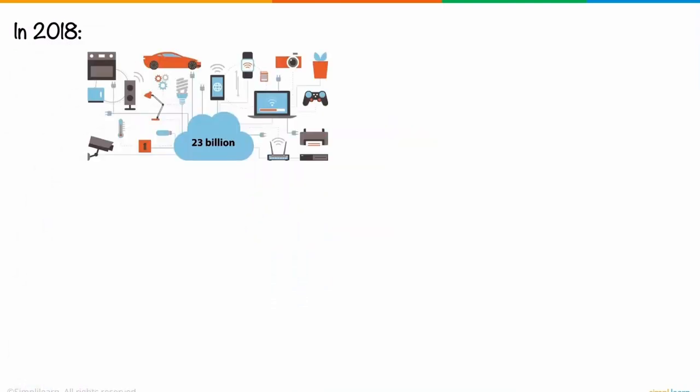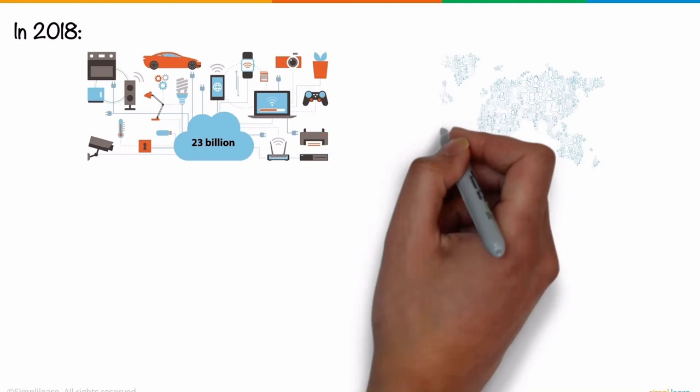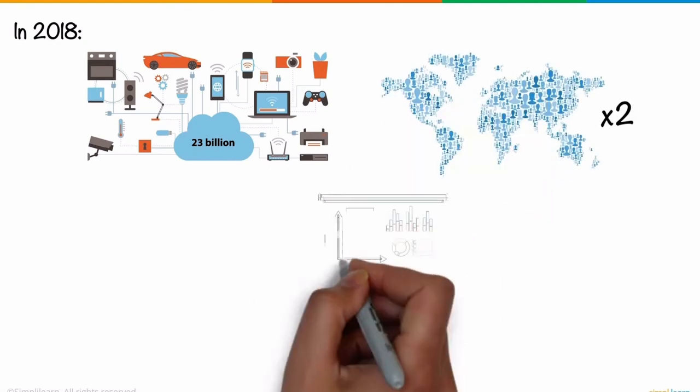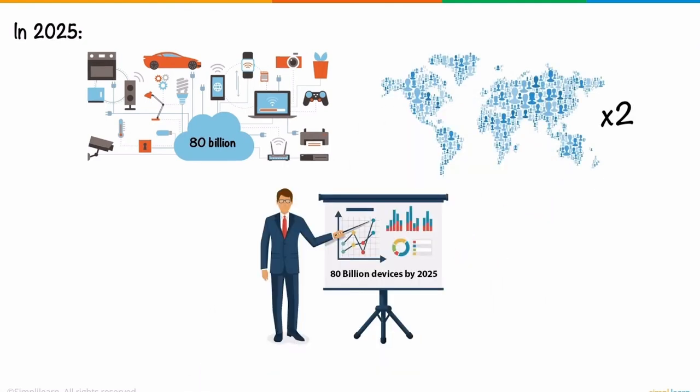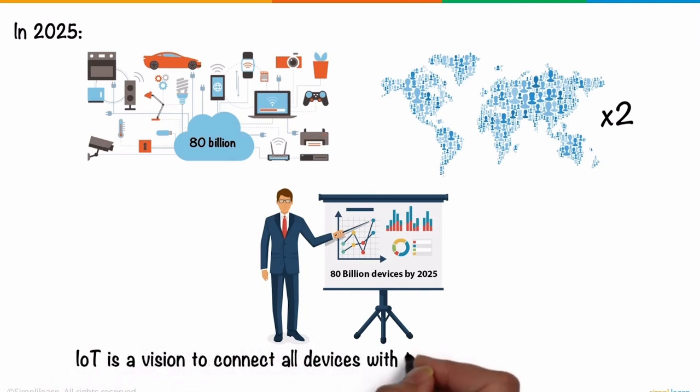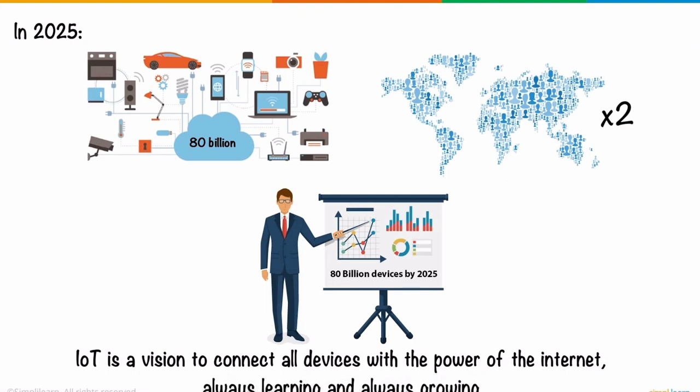In 2018, there were about 23 billion connected devices, which was more than double the world population. According to experts, there will be over 80 billion devices by 2025. IoT is a vision to connect all devices with the power of the internet, always learning and always growing.